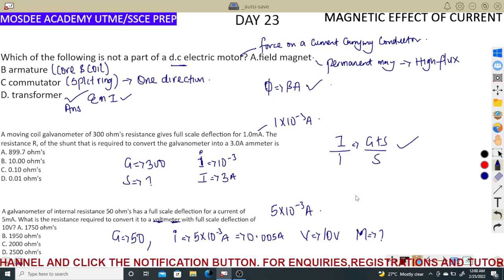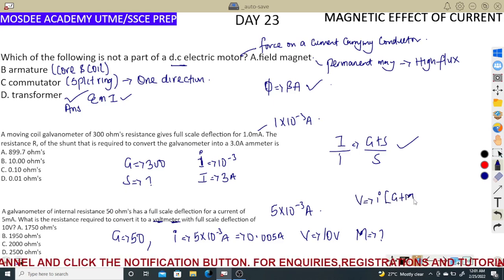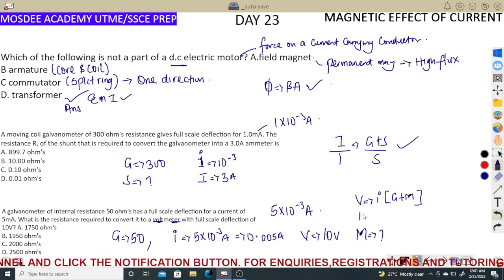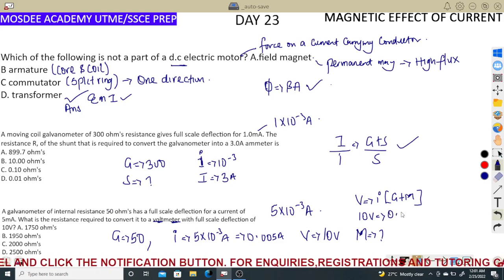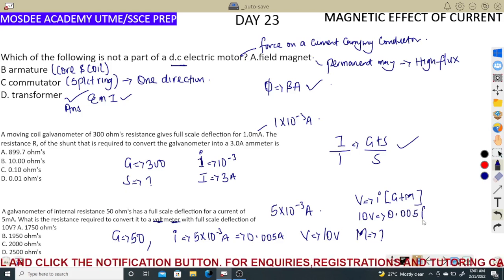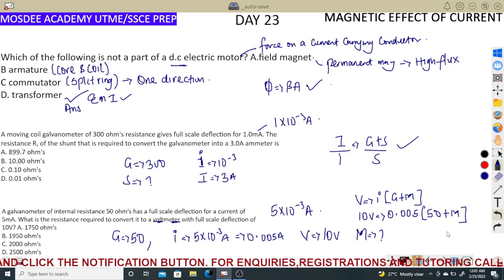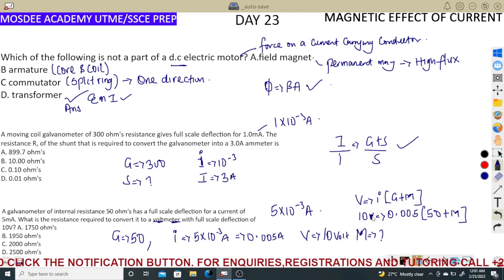I gave the formula for that. I said always use V equals small letter I times brackets G plus M. What is V? V here is 10 V, equals I, which is 0.005, open bracket, what is your G? That is 50, plus M. So cross multiply and get your answer. It's so simple to do all this. When I say 10 V, it means 10 volt, so I may not put the unit, so please note that.